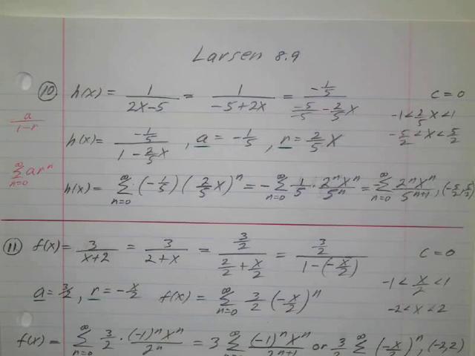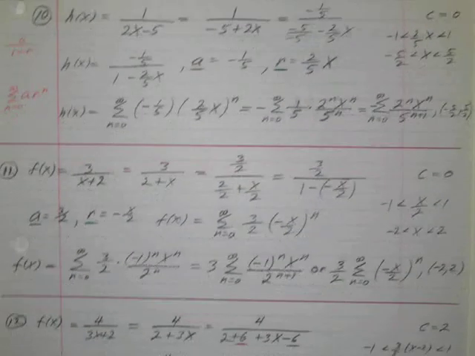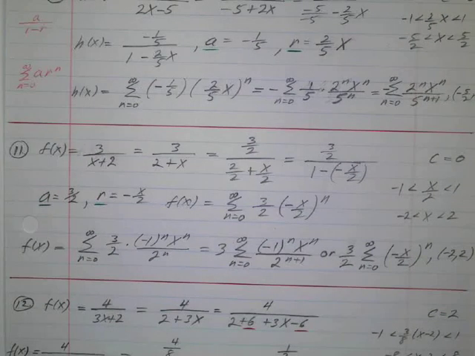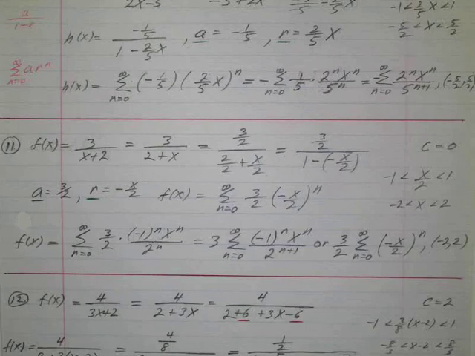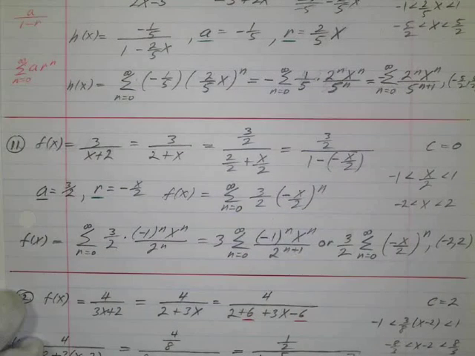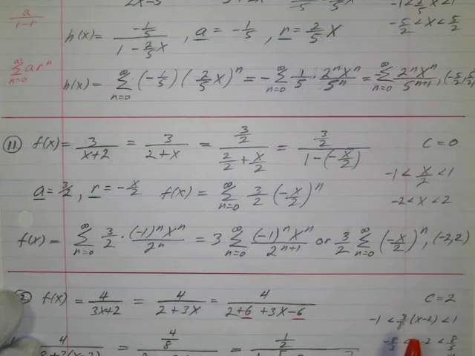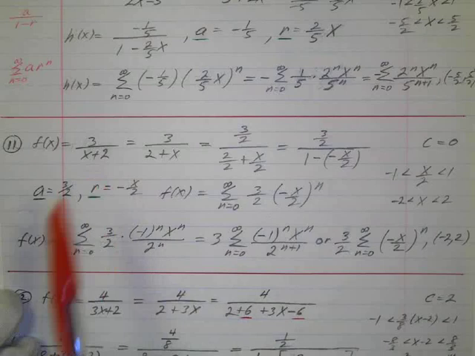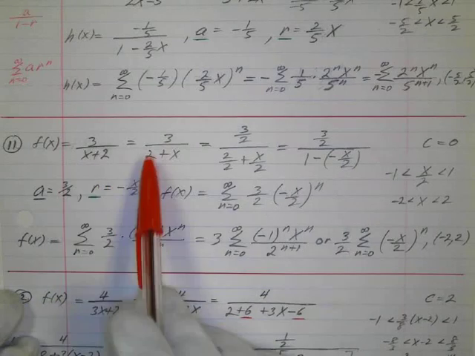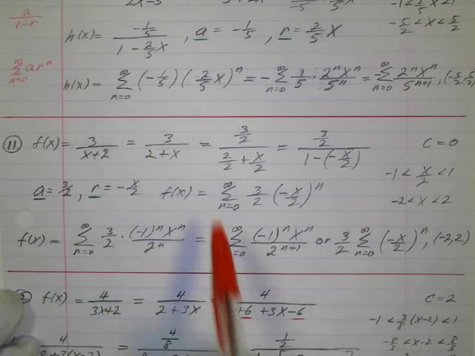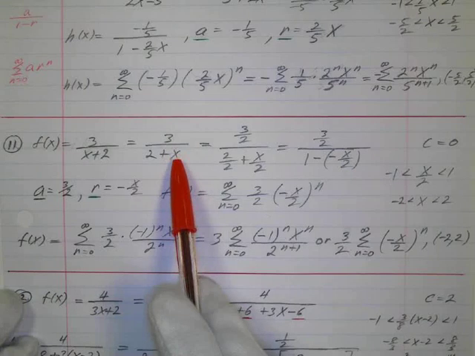Okay, and number 11 is very similar. I think I can fit this in, so let's take a look at number 11 also. And 11, another center 0, so this is nice. These are a little bit easier. It's not so much work to do. So 3 over x plus 2, so 3 over 2 plus x. And we've already got our x all set, so we don't need to worry about that.